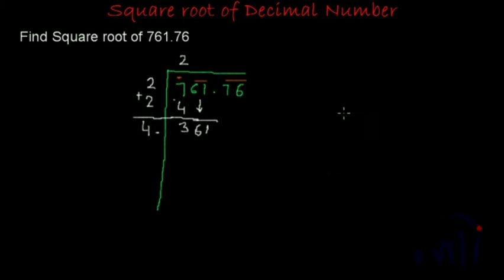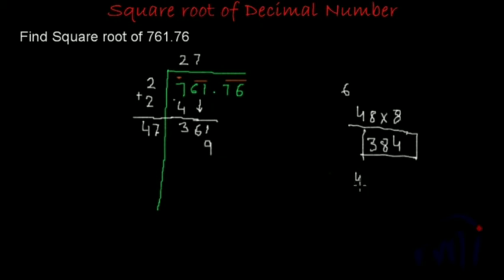So let's assume the next digit as 7. Or let's skip 7, let's assume it as 8. So 48 multiplied by 8 is 8 8s are 64, 6 carried forward, 8 4s are 32, plus 6 is 38. Right? So we get 384, which is bigger than 361. So I think 7 will be the perfect choice. So if I put 7 over here, it becomes 47. 7 7s are 49, 9 will come over here, 4 will be carried forward. 7 4s are 28, 28 plus 4 is 32.